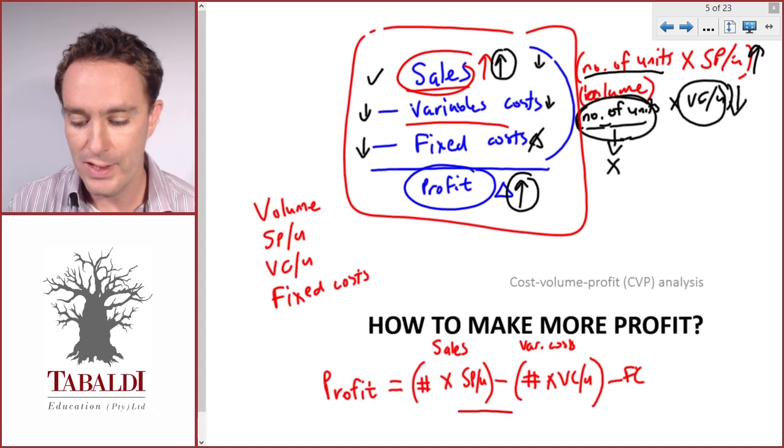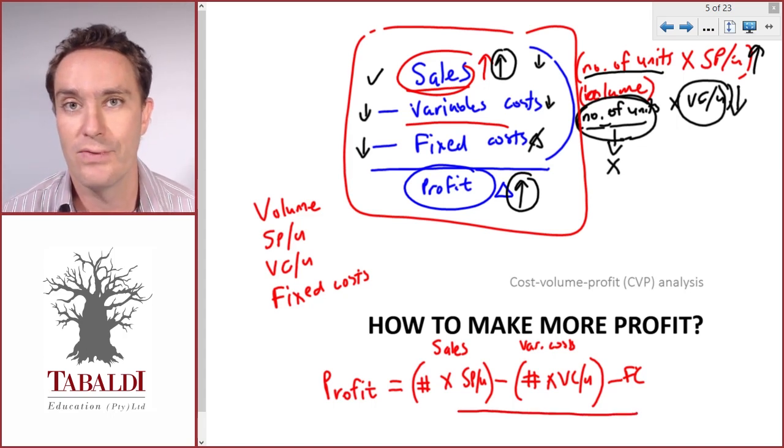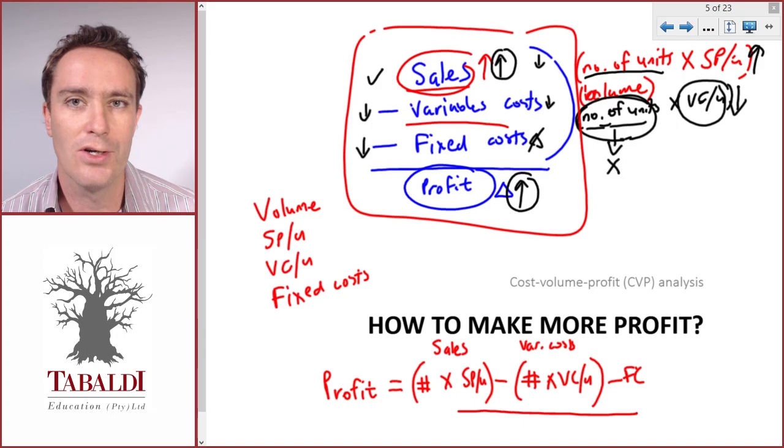So a change in any of these variables will result in a change in our profit. And that's what we'll be looking at in cost volume profit analysis.